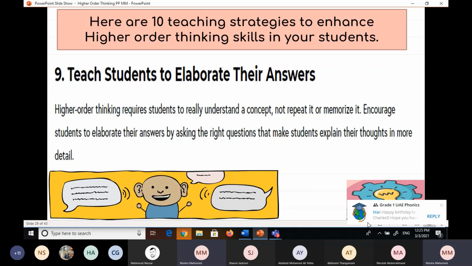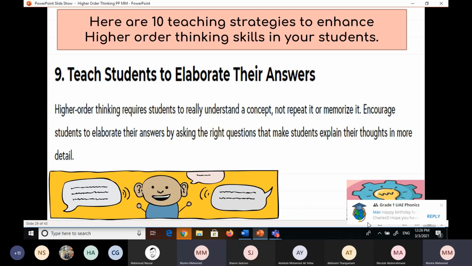So if you've asked a question and they've answered you, what was the color of that animal? They'll give you the answer. Elaborate on that. Ask 2 more questions on that, and you can give other examples where you are able to ask even another question on top of getting an answer for the one question that you asked. So making them ask the right questions is actually helping them explain their thoughts in a little bit more detail.